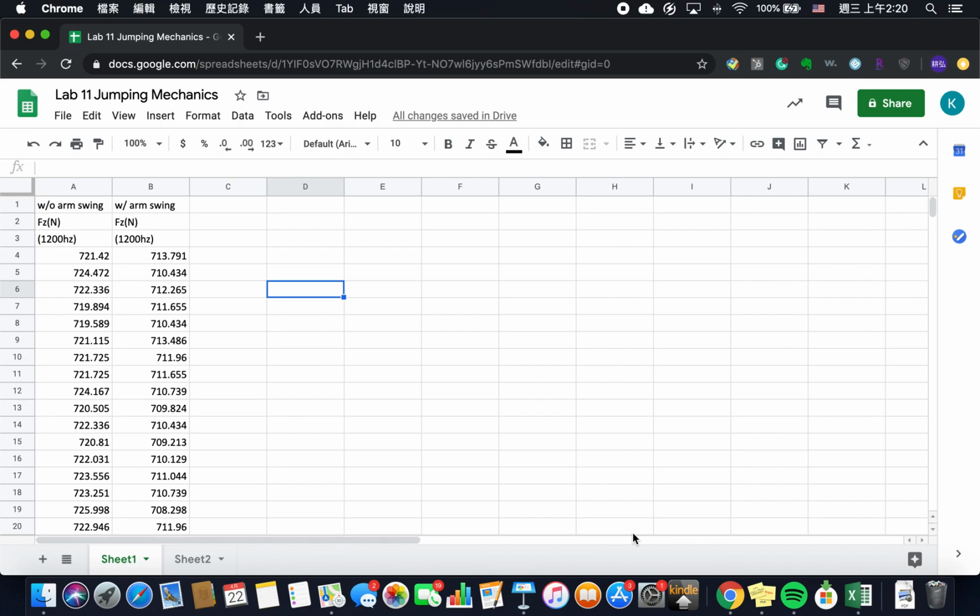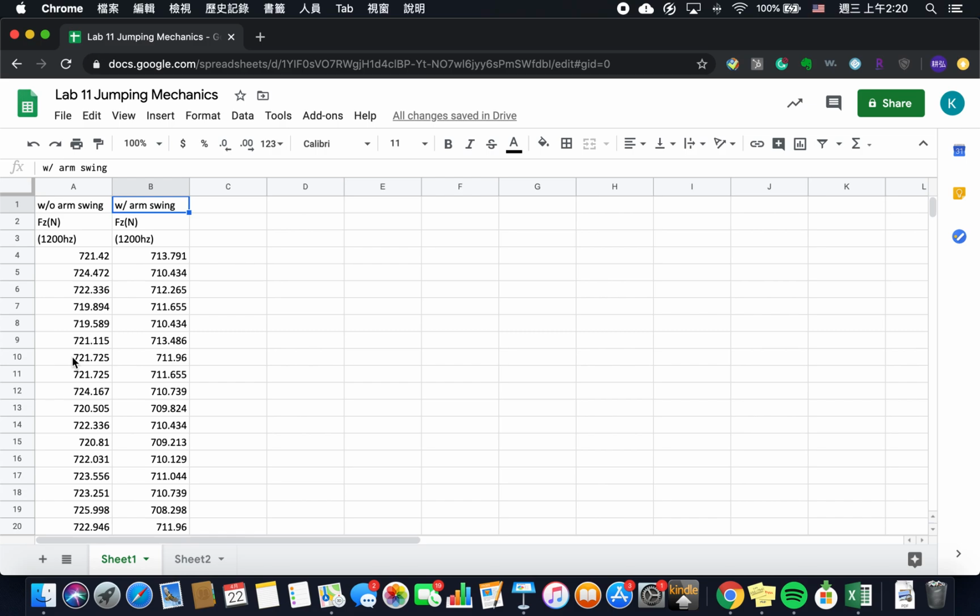Well, hi. I've done a data collection for you, and you'll be able to see the force plate data on an online Google Sheet. We've already used a force plate before in Lab 4, when you drop the ball on it and try to calculate the coefficient of restitution. So we're using the same method, and I was standing on a force plate, and I did a countermovement jump without arm swing and with arm swing.